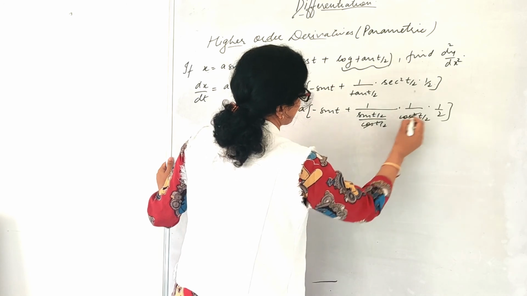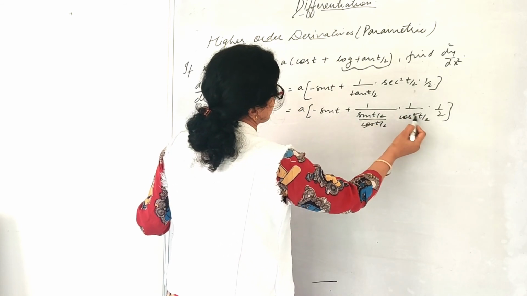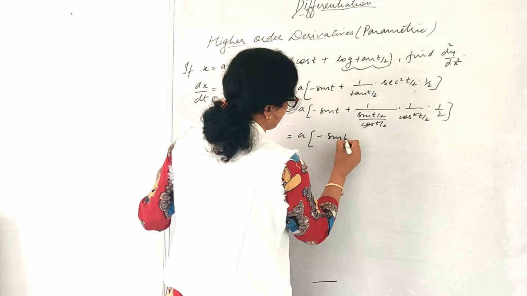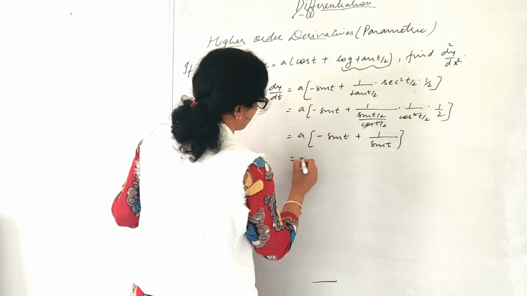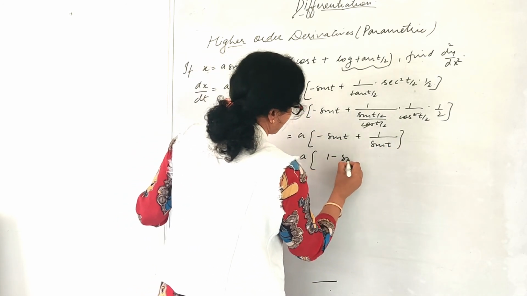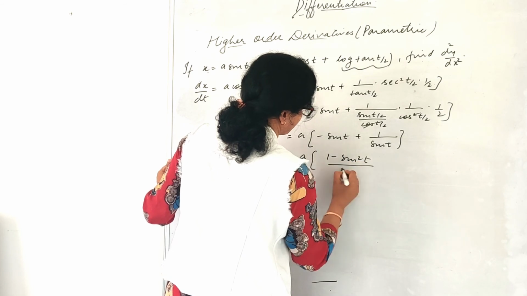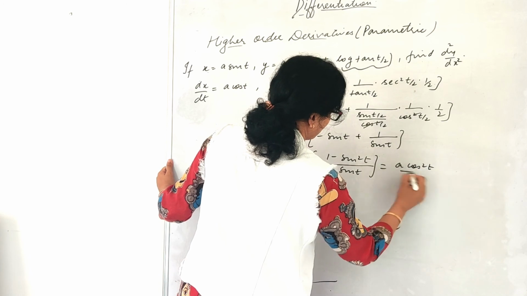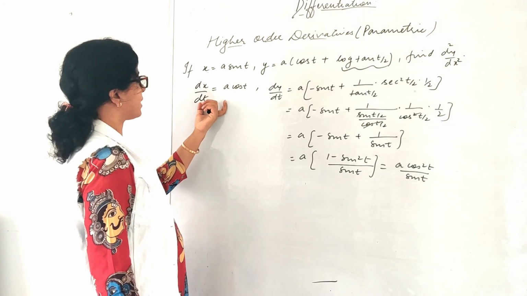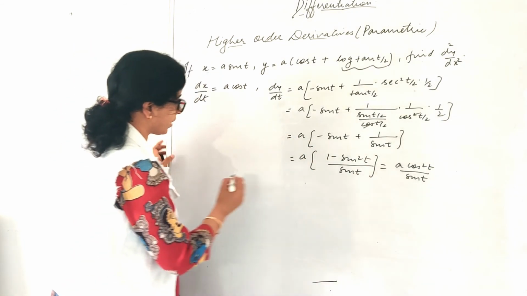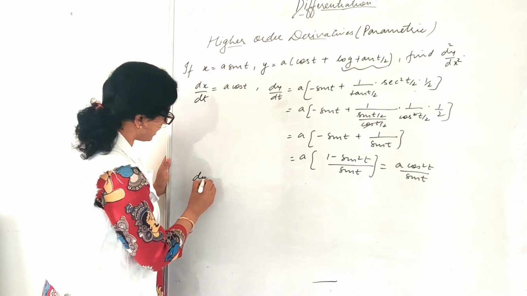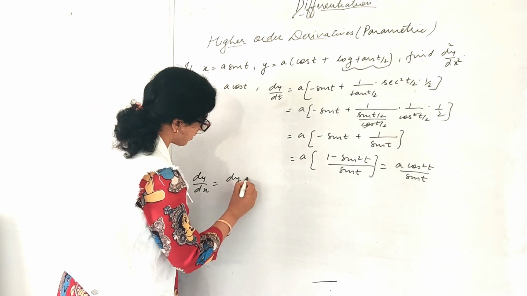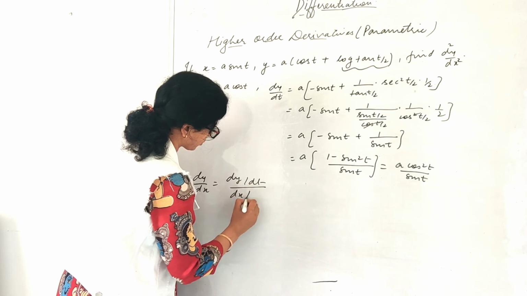Now I can cancel this part and I get 2 sine t by 2 cos t by 2. So it will become sine t, using the sine 2 theta formula. So I am left here with 1 minus sine square t upon sine t, which is nothing but a cos square t upon sine t. So this is my dx by dt, this is my dy by dt. What will I find now? I will find dy by dx, that is dy by dt upon dx by dt.